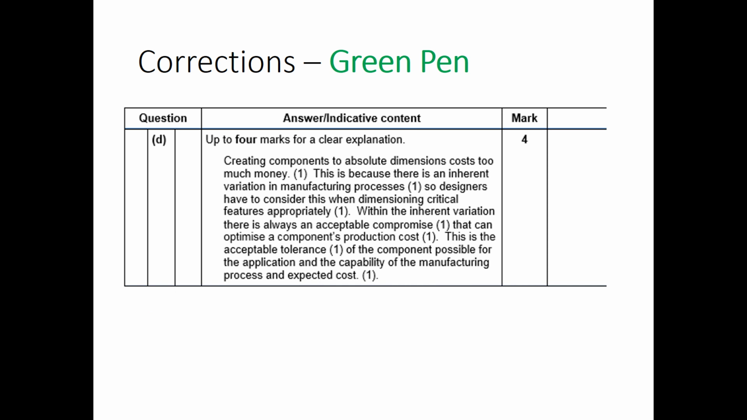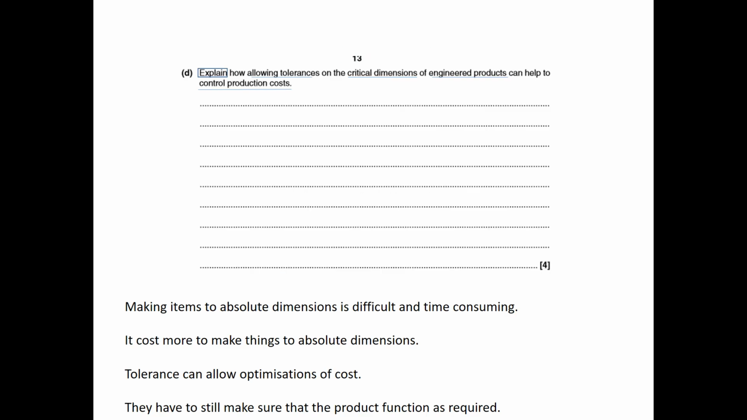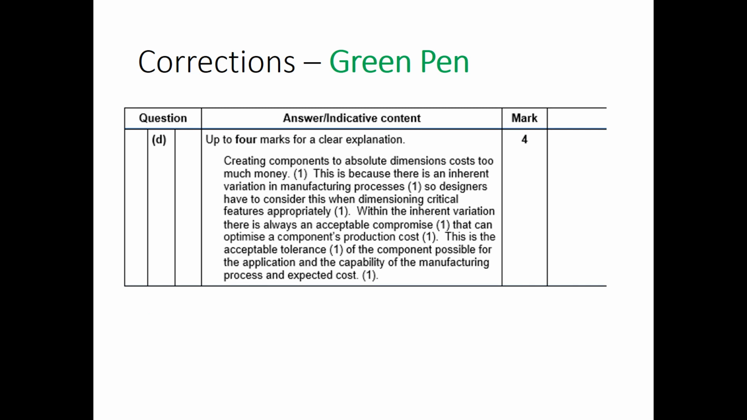Up to 4 marks then for a clear explanation. Creating components to absolute dimensions costs too much money. This is because there is inherent variation in manufacturing processes, so designers have to consider this when dimensioning critical features appropriately. With the inherent variation, there is always an acceptable compromise that could optimize a component's production costs. This is the acceptable tolerance of a component possible for the application and capability of the manufacturing process and expected cost. So basically, if you'd have put in the points before, you should have got 4 marks for that. So 4 different points for different marks.